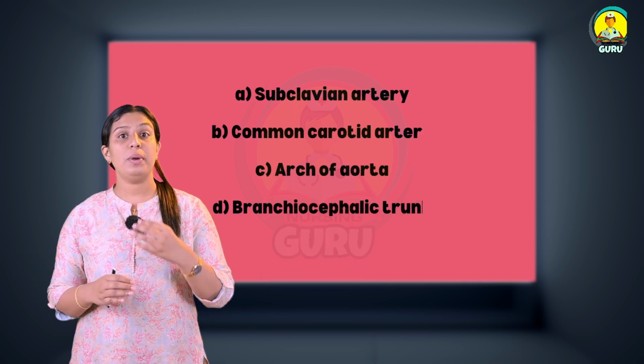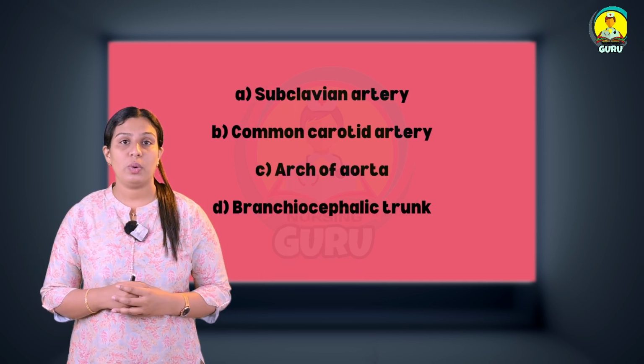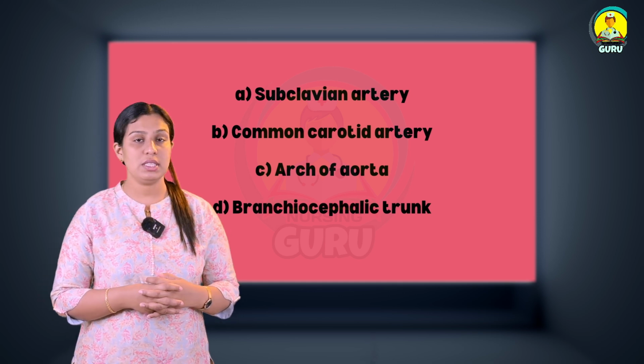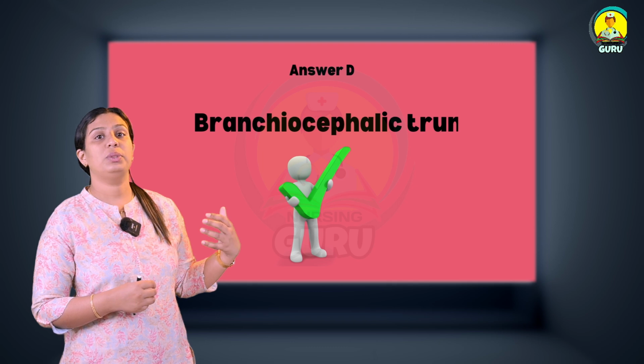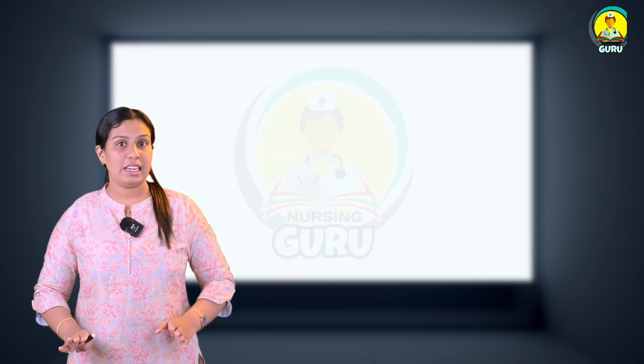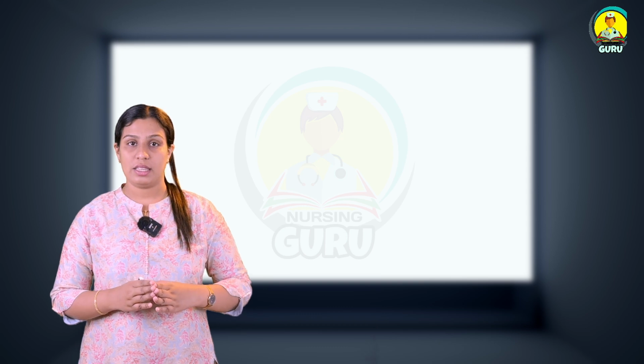Subclavian artery, common carotid artery, arch of aorta, and brachiocephalic trunk. These are the 4 options. Here the answer is option D. Alright, I hope this much is clear. Any doubt, don't forget to write.